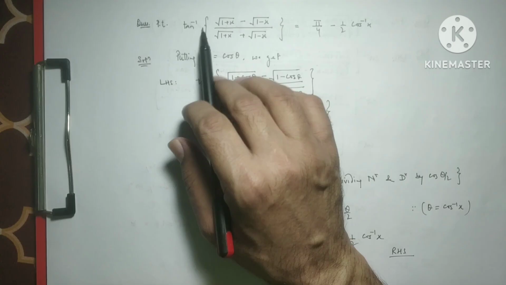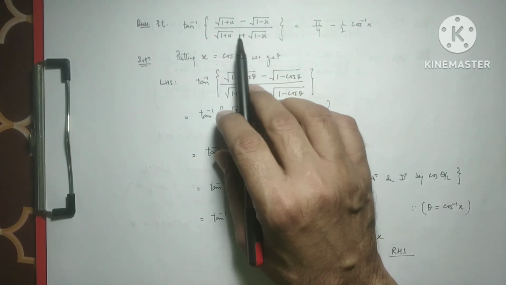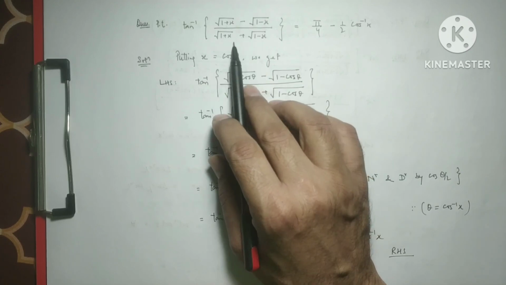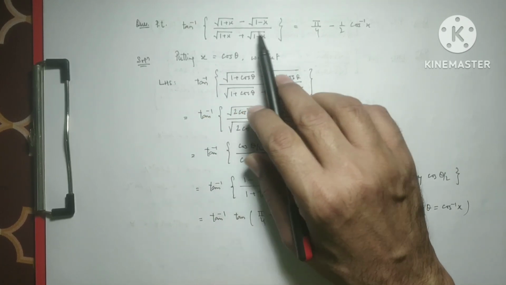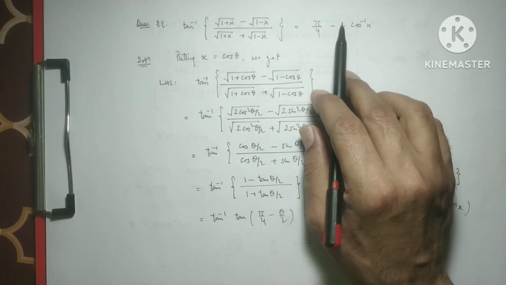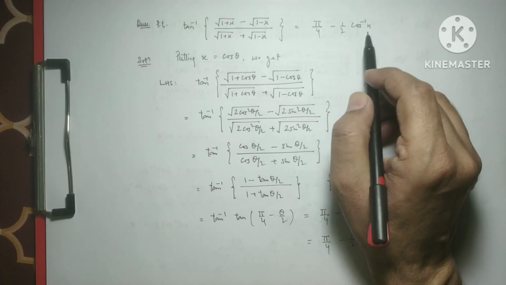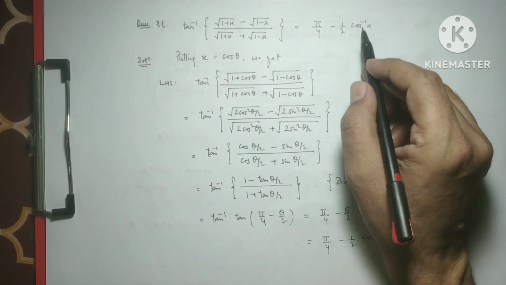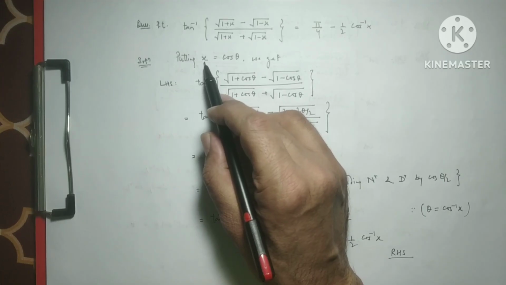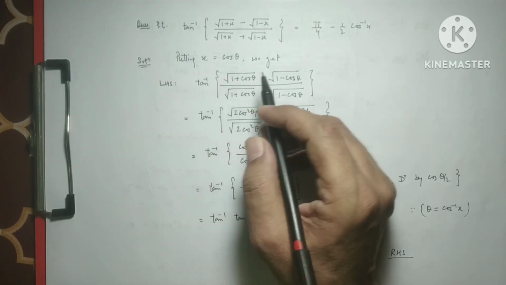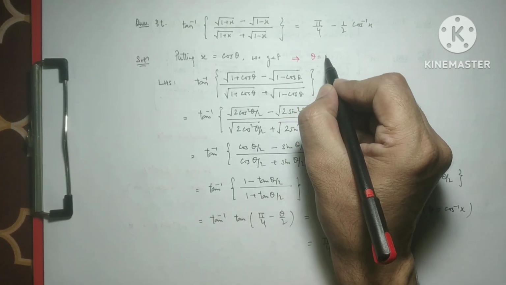Prove that tan inverse of under root 1 plus x minus under root 1 minus x over its conjugate under root 1 plus x plus under root 1 minus x equals pi by 4 minus half of cos inverse x. According to this, our answer should be in cos inverse. We pick a clue. We put x as cos theta, so it means theta is cos inverse x.